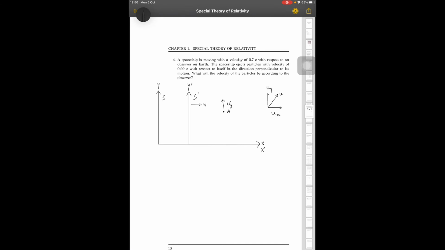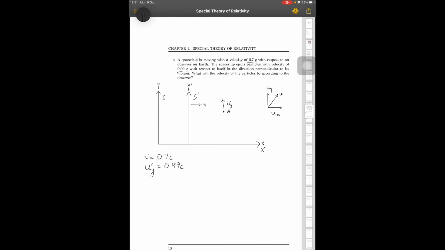Here we have two reference frames S and S dash and particle A moving in the y-axis at a velocity of 0.99 c, that's our uy dash, and our S dash frame, that is the spaceship, is moving with a velocity v, that is 0.7 c. So v equals 0.7 c, uy dash equals 0.99 c. According to the S frame, we will have two velocities ux and uy, and then we'll have to resolve to get the velocity of the particle in the S frame.